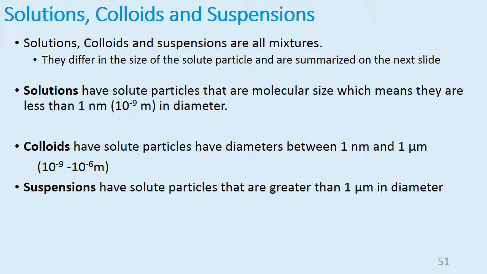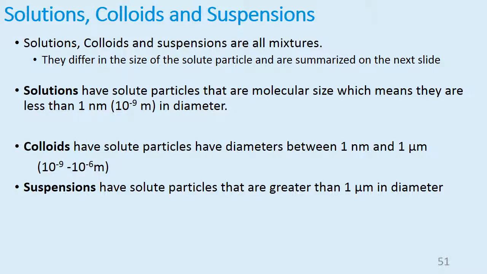All right, so this is just to tie things up. I want to talk a little bit about the difference between a solution, a colloid, and a suspension. They're all mixtures, but the way they're different is the size of the solute particle. A solution has very small particles. They're less than 1 nanometer in diameter. A nanometer, of course, is 10 to the minus 9 meters. So they're teeny, teeny, tiny.